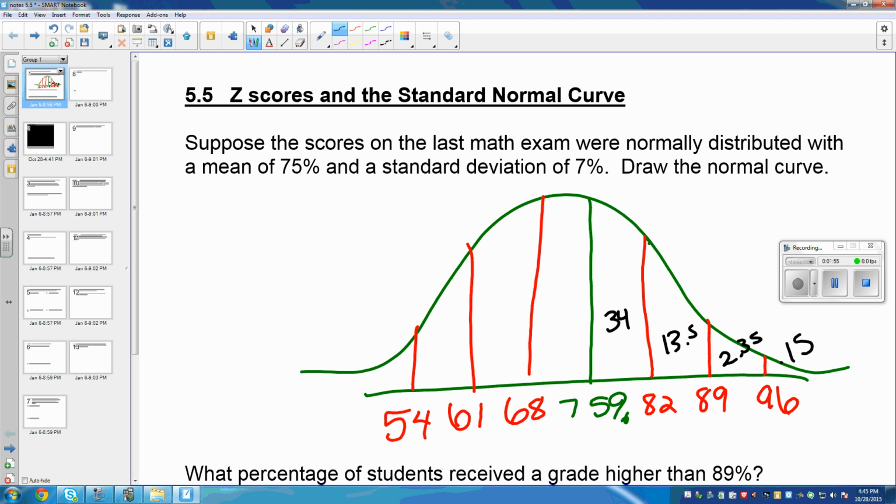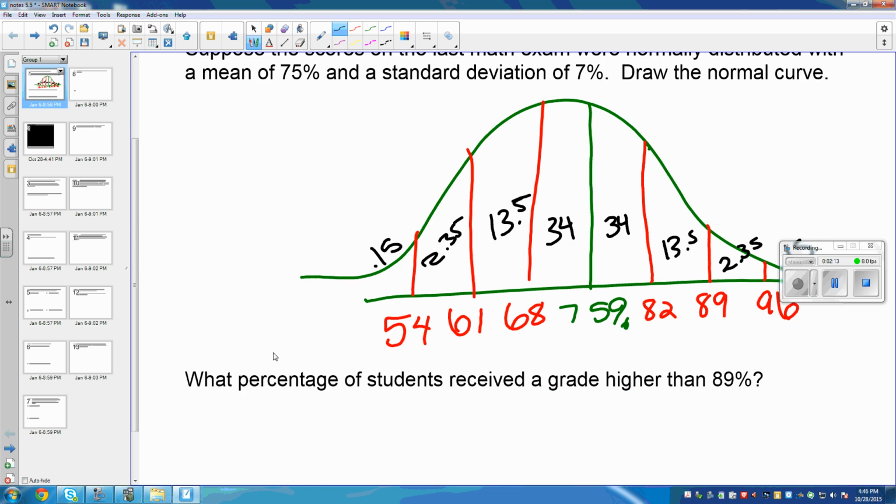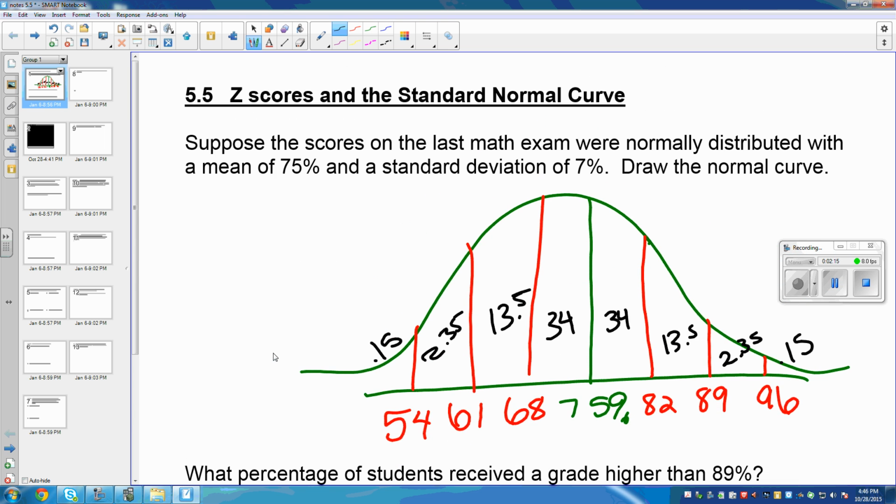And we could use this to solve problems, and you guys have been using this to solve problems. So let's take a look. What percentage of students receive a grade higher than 89? Well, this one's good because we actually have 89 right here. Right? So it's actually from here and above. So 89, there's 2.35 plus 0.15. There's 2.5% of the students that received a grade greater than 89. Perfect. Okay?